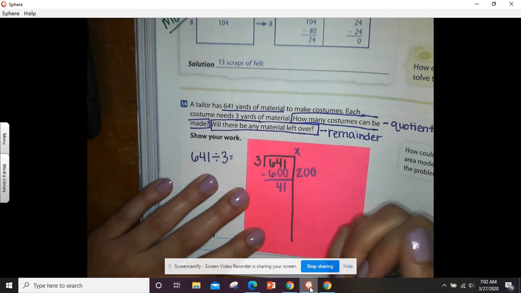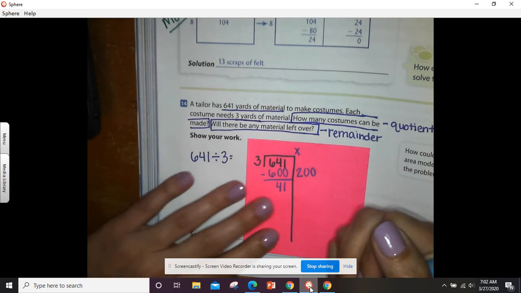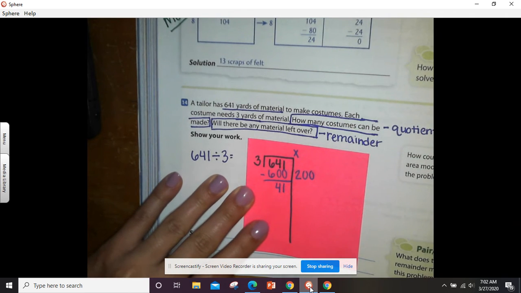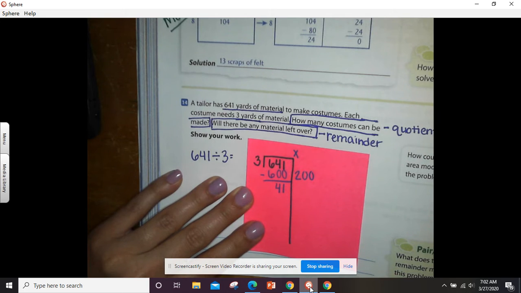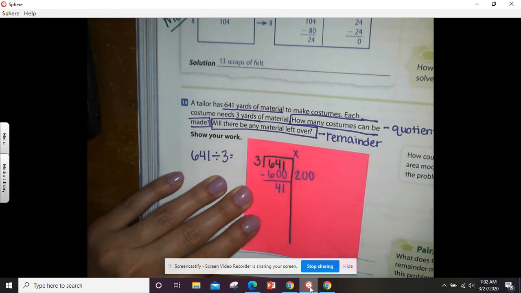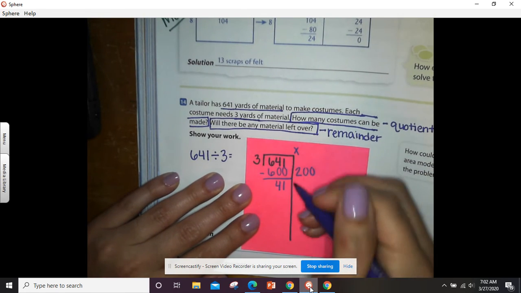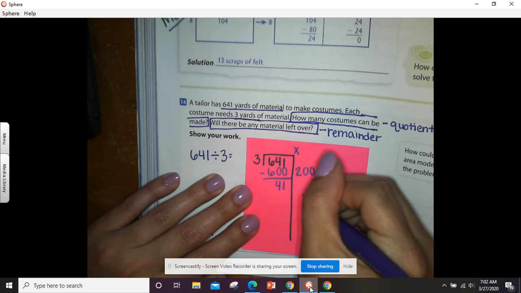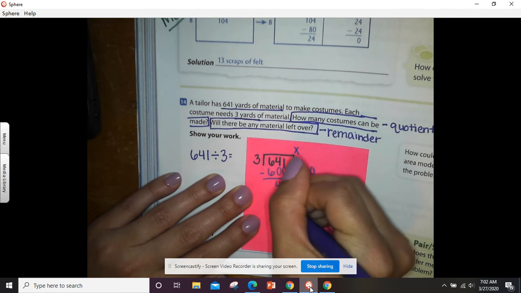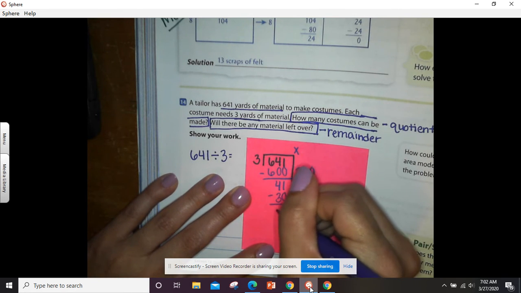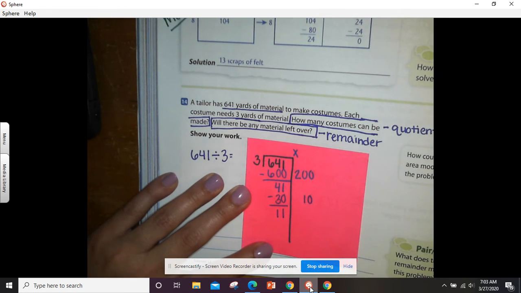Okay, boy, I just took a huge chunk out of that big number I needed to divide. So what can I do next? I need something times 3 that will get me close to 41. 3 times what is going to get me close to 41? I love my friendly numbers, so I'm going to just do 10. 3 times 10 is 30. That's pretty close to 41. If I subtract, I'm going to have 11 left.